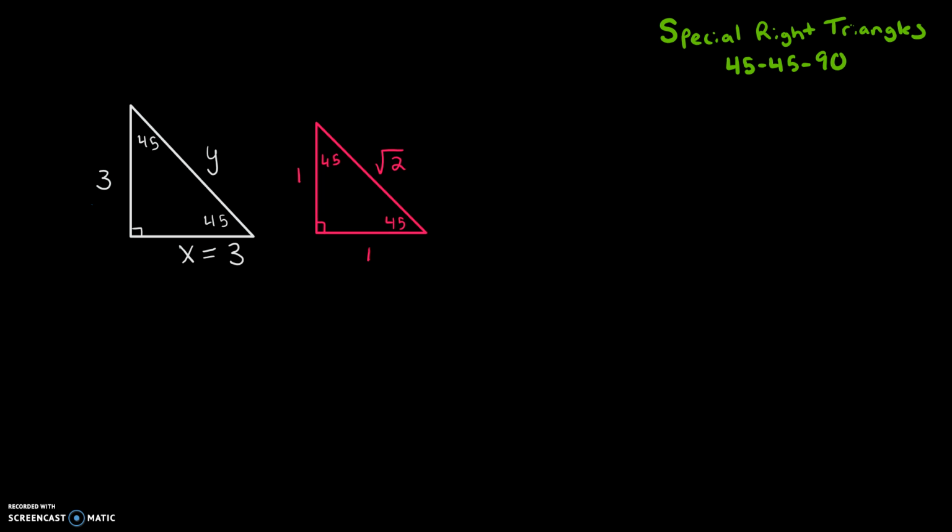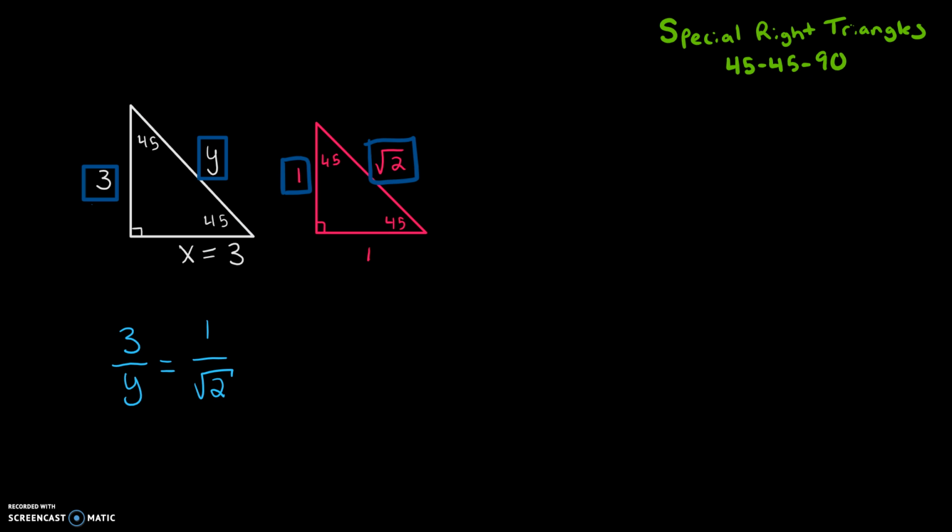So I will set up my proportion and I will say 3 over y is equal to 1 over the square root of 2. Now it does not matter if I did 3 over y or if I did y over 3. The only thing that is important is that our leg here matches up with our leg on our reference triangle, and our hypotenuse matches up with our hypotenuse. So here we had leg matching up with leg. We will need to do hypotenuse matching up with hypotenuse.